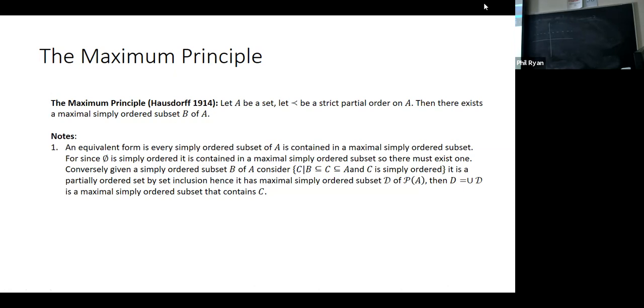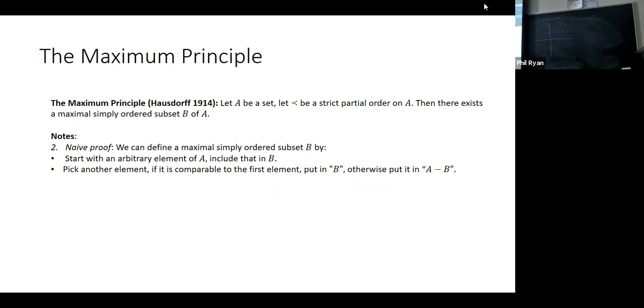So if you consider this set, it's also a partially ordered set by set inclusion. Therefore, by the maximum principle, it has a maximal simply ordered subset D of the power set of A. And then if we just let D, capital D, be the underlying set that the power set is, then that is a maximal simply ordered subset that contains C. So that is the maximum principle.